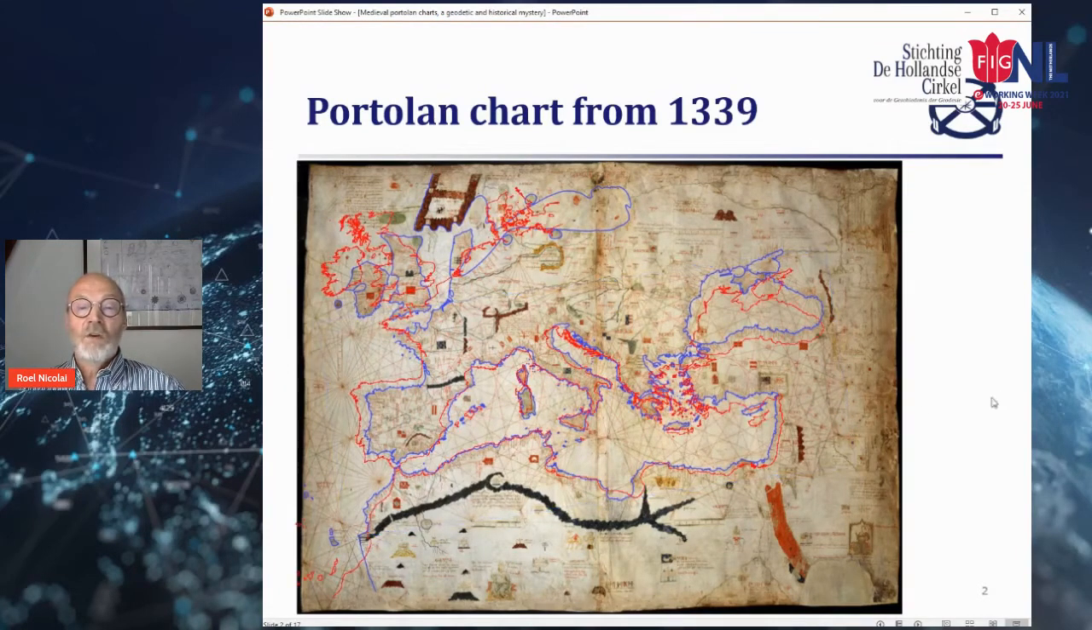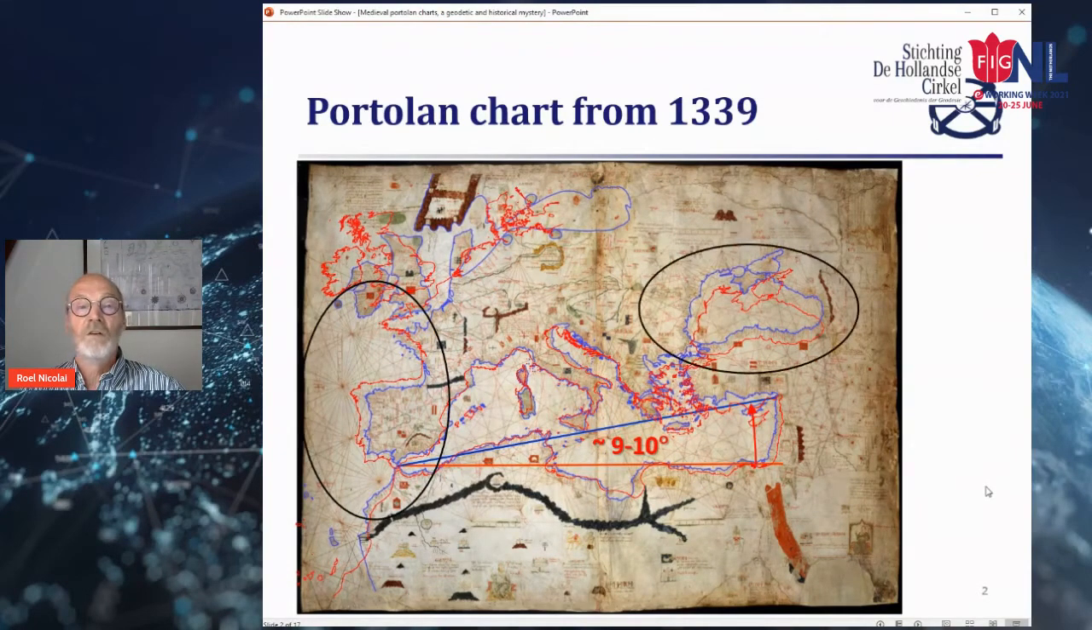Their most astonishing feature is the good agreement with the Mercator projection, as you can see from the overlay in red. However, the Mercator projection was not developed until 3 centuries later. These charts are not perfect. The map image is rotated anti-clockwise by about 10 degrees, and there are significant regional scale differences. The Atlantic coasts are shown too small, but the Black Sea is too large.